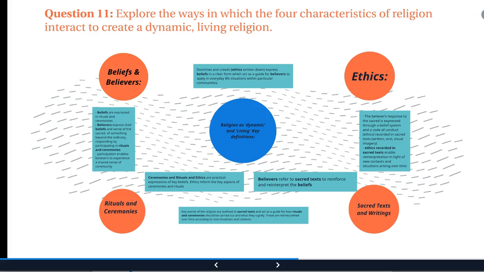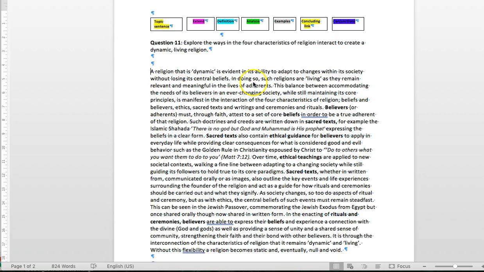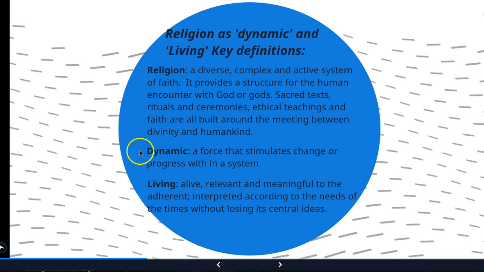And so if we have a look at a written response that is going to focus on these key interactions between those characteristics of religion. We have our topic sentence, which identifies those key terms, dynamic and living. That draws our attention to these 2 key terms.